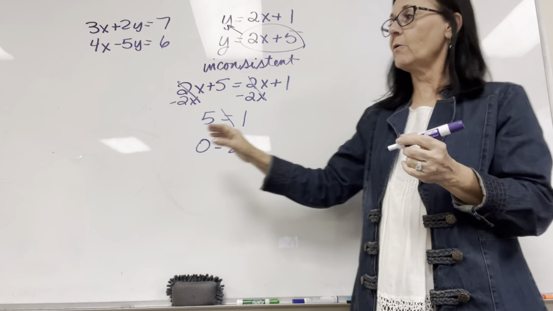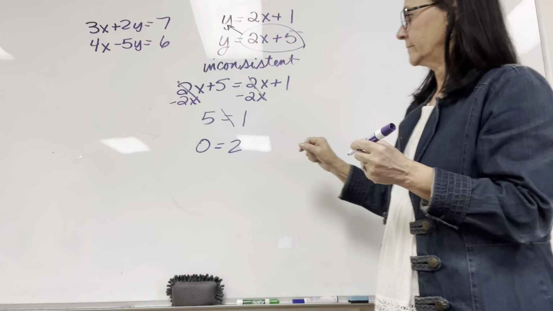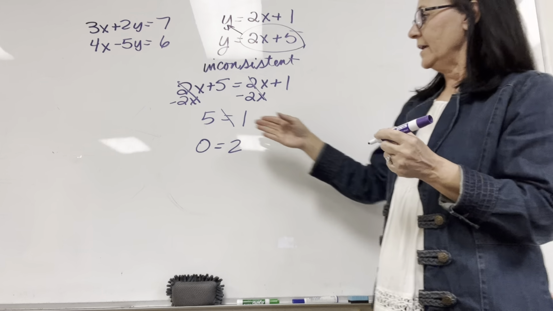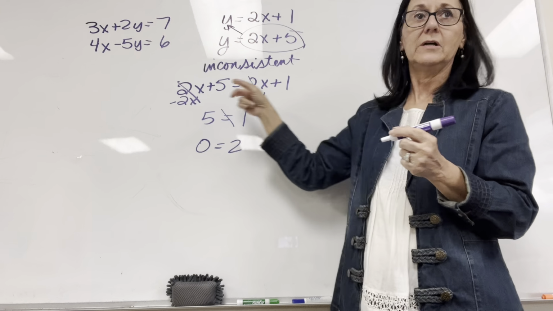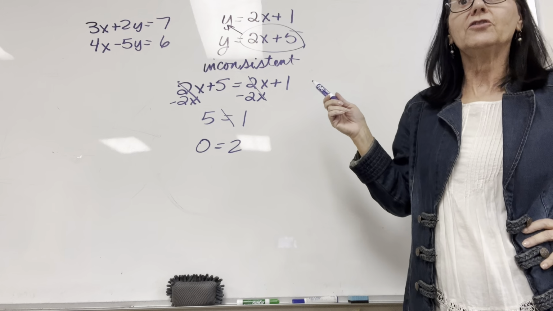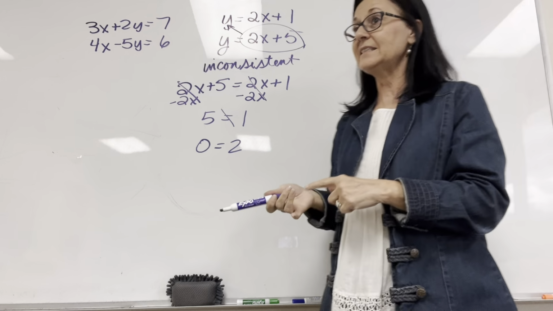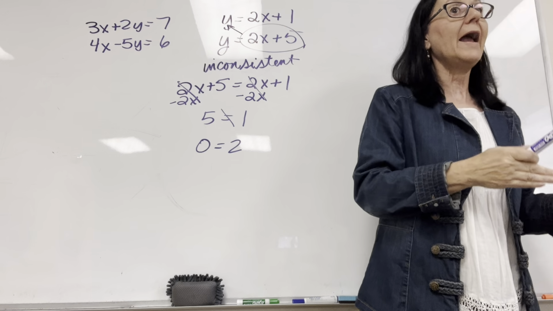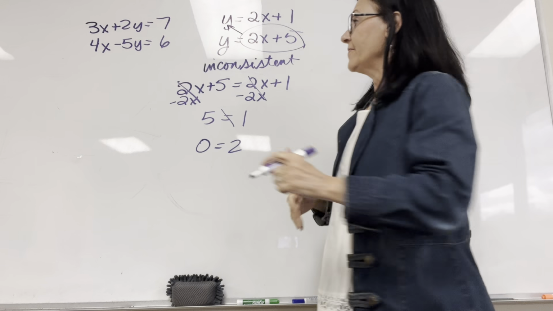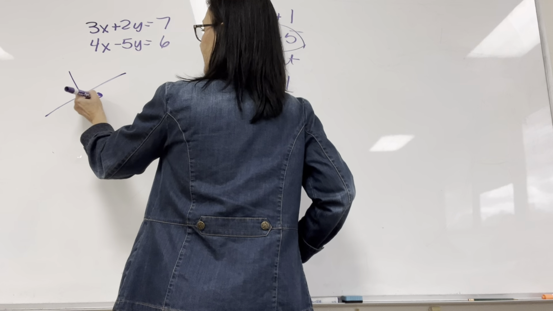Your systems of equations will always be inconsistent when you have this illogical statement. So when it's inconsistent, you know the lines are parallel. Inconsistent means parallel. That means they never intersect.